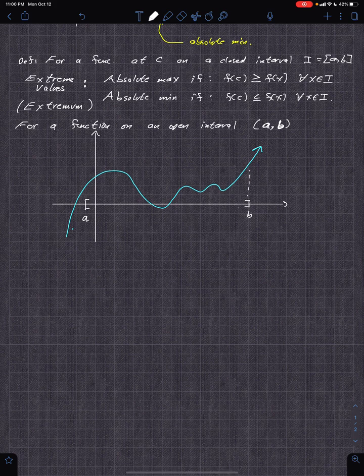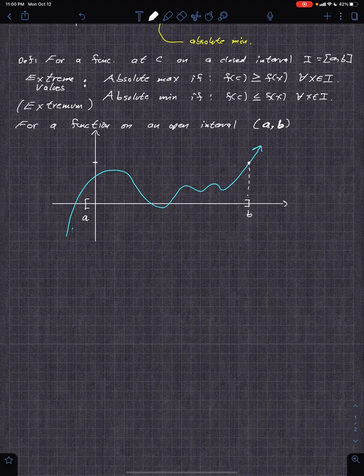So B is out here, and on AB, that looks like the maximum value. There's my f of B. My f of A looks like it's right here. Okay, so there's my f of A. But then what about all these little bumps? So basically, what about this and this and this and this and this and this? So those mean something, in other words.